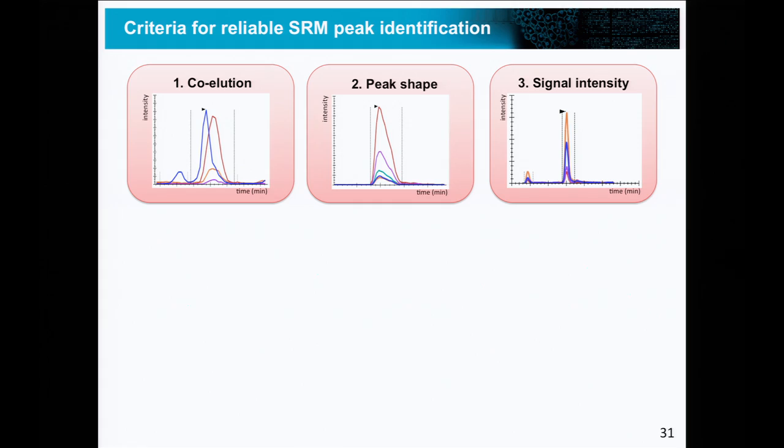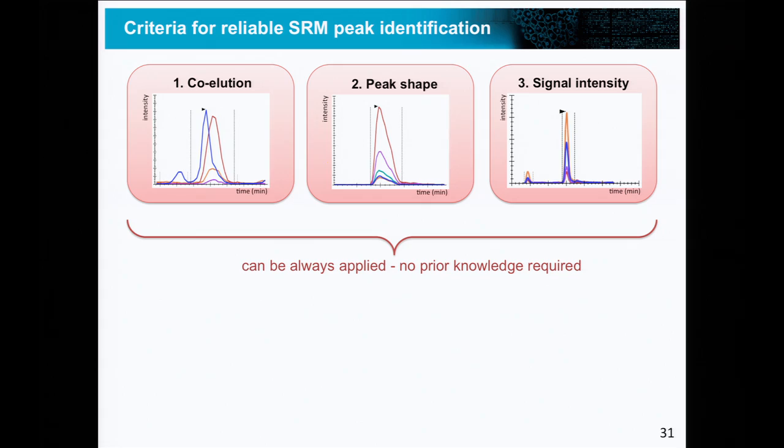However, by seeing the signal intensity as one of the sum of many criteria, it is still often very helpful to also look at the signal intensity. Take it as one rule out of several, not as the exclusive rule. So all of these 3 criteria here can always be applied. You do not need to have any prior knowledge. You can apply these rules just by looking at the data as it comes out of the instrument and as you look at it in Skyline.